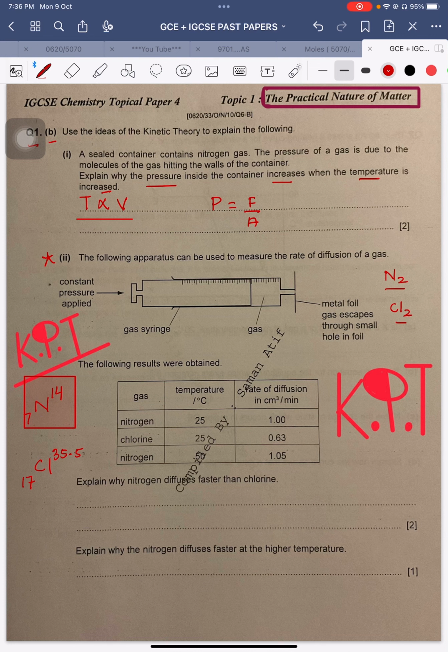Why nitrogen is N2 and why chlorine is Cl2, I am going to tell you when I teach you the chapter on bonding. Right now, I'm just telling you that nitrogen and chlorine are both diatomic. What is the meaning of diatomic? It means that two atoms of an element are combined together.